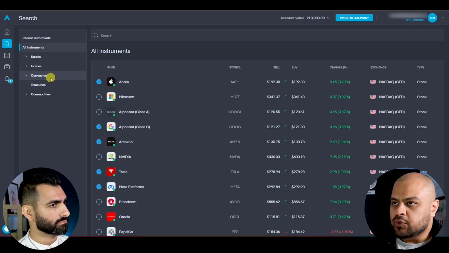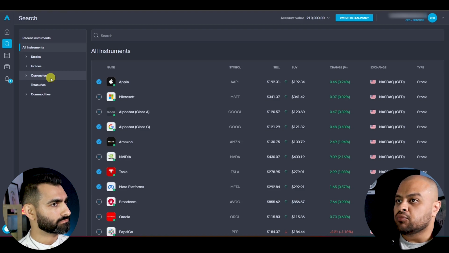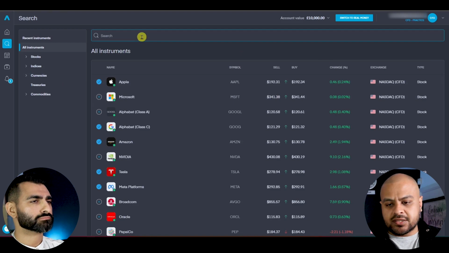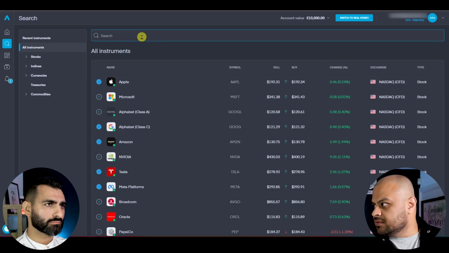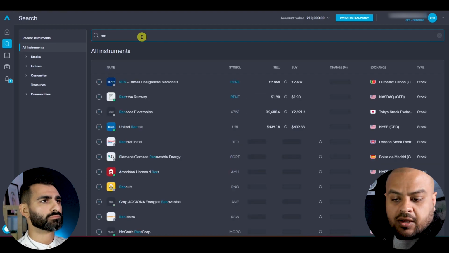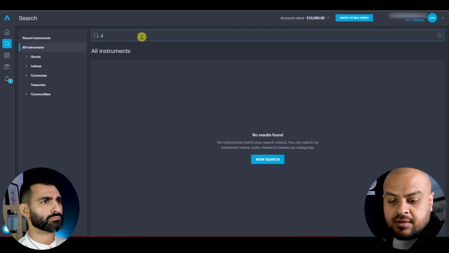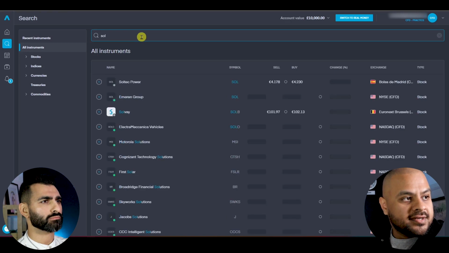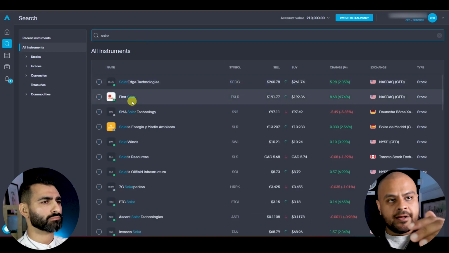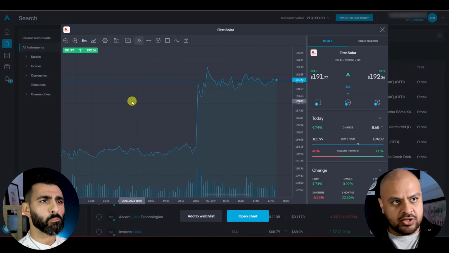When you're trading, you want to do something with high liquidity. What it means is markets that move a lot. So, renewable stock, can you think of something that's renewable? Let's just put it in. I know one that I'm actually invested in. First Solar. They make solar panels in the US.